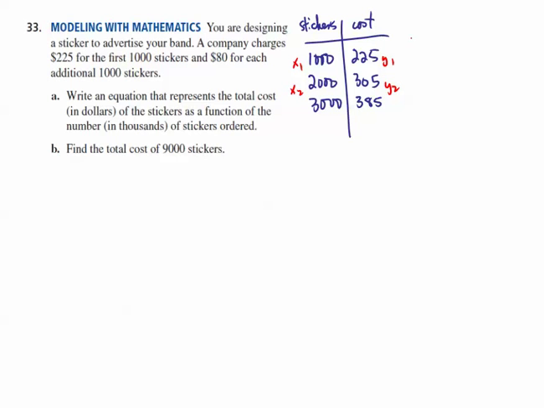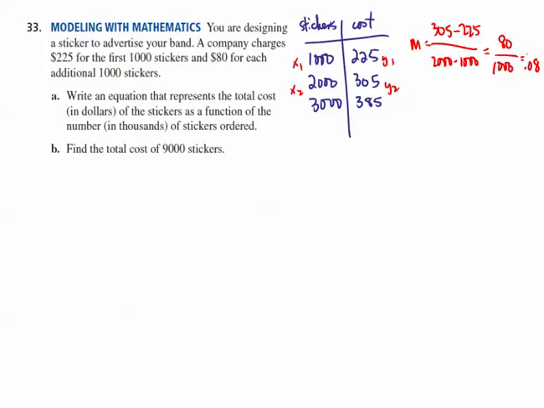We're first going to find a slope. M is equal to, actually, I can tell you what the slope is. It's the $80 for each additional 1,000 stickers. Let's see how that goes. 305 minus 225 over 2,000 minus 1,000 is going to give us 80 over 1,000, canceling, and we're going to get 8 over 100, which is 0.08. The slope, or each additional sticker, is going to cost 8 cents.